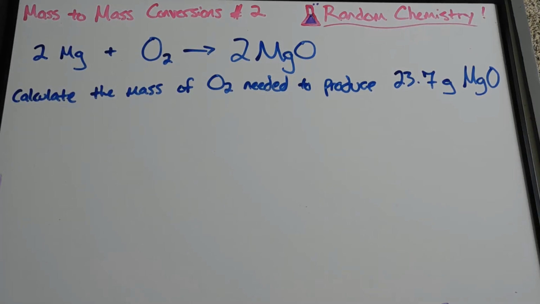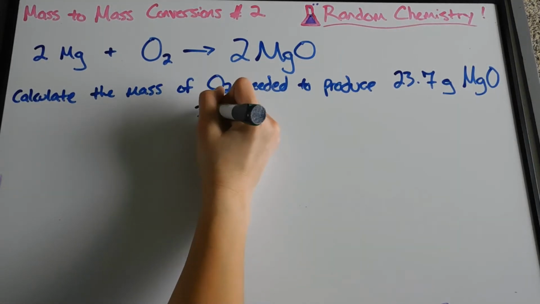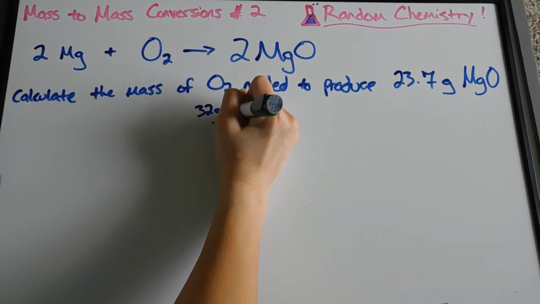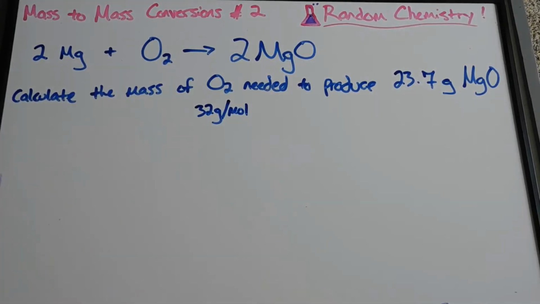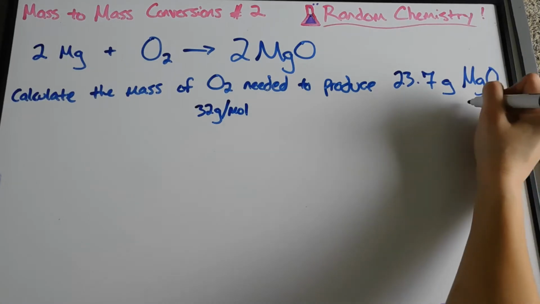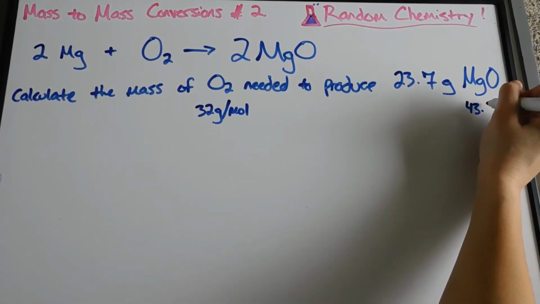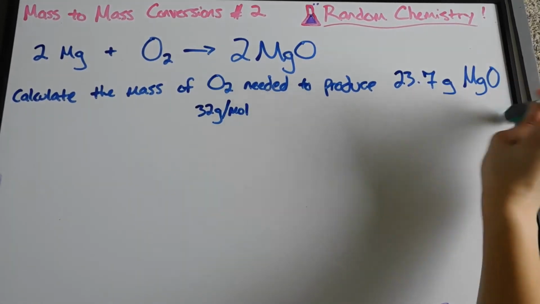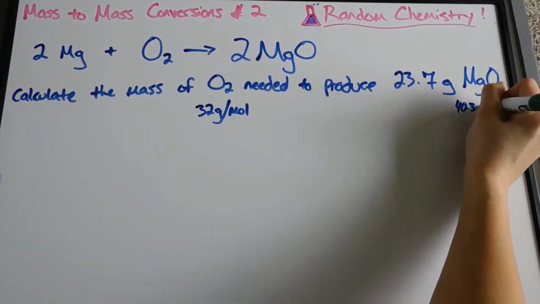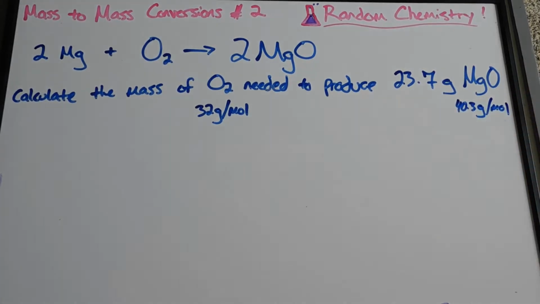So the first thing that we need to do is to find our molar mass. And we need to find the molar mass of O2 and MgO. So the molar mass of O2 is 32 grams per mole. And the molar mass of MgO is 40.3 grams per mole. And if you're not familiar on how to find molar mass, you can see some of my videos for some practice and instruction.